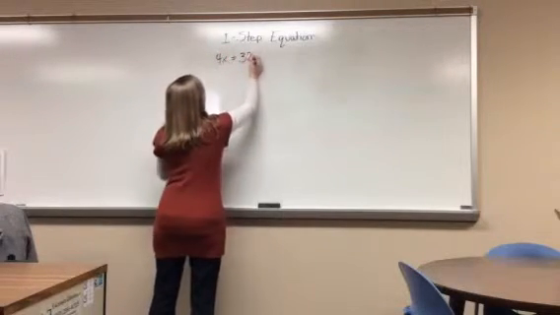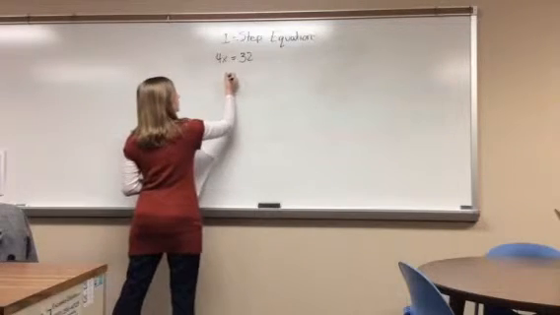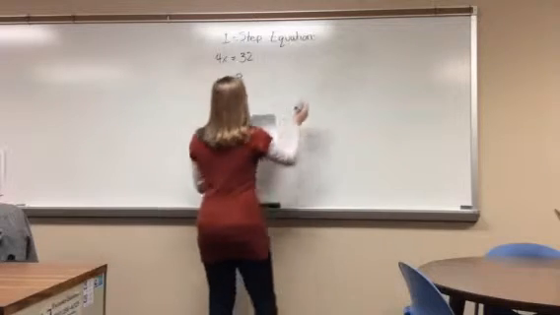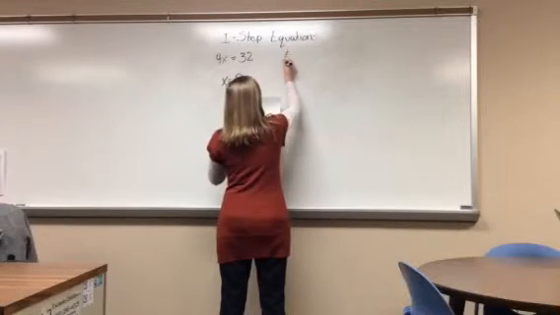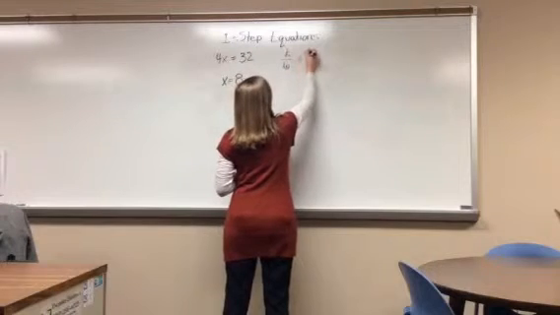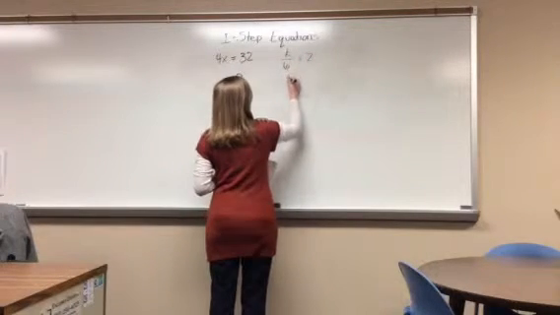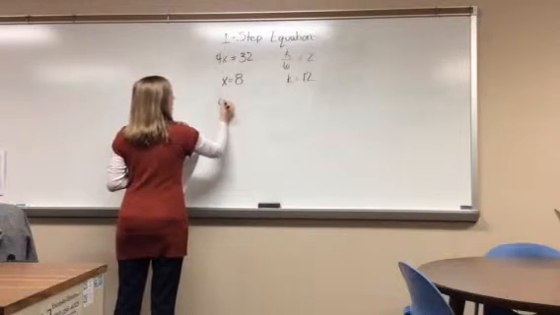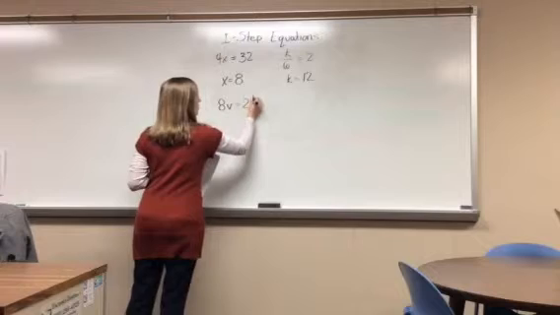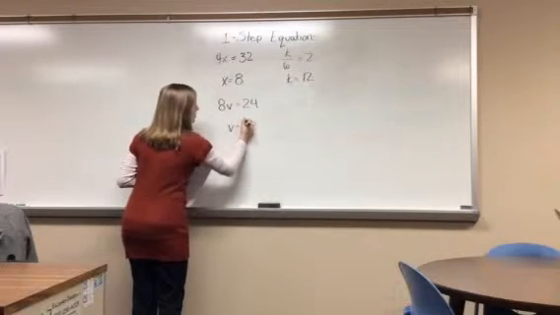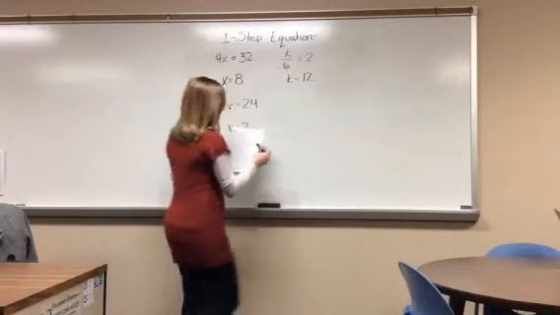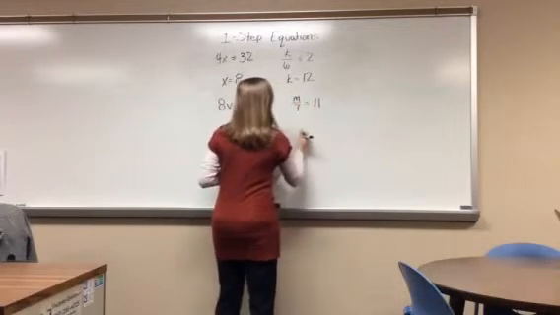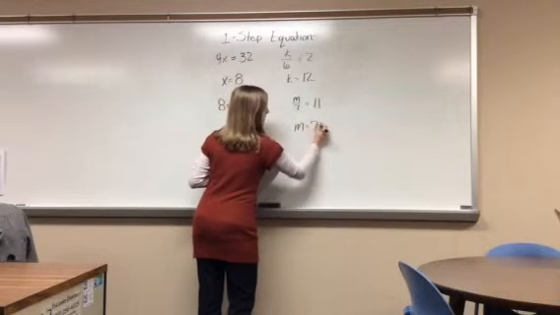For the first one, we have 4x equals 32. Your answer should be x equals 8. For the next one, we have k over 6 equals 2. Your answer should be k equals 12. Next, we have 8v equals 24. Your answer should be v equals 3. And last, we have m over 7 equals 11. Your answer should be m equals 77.